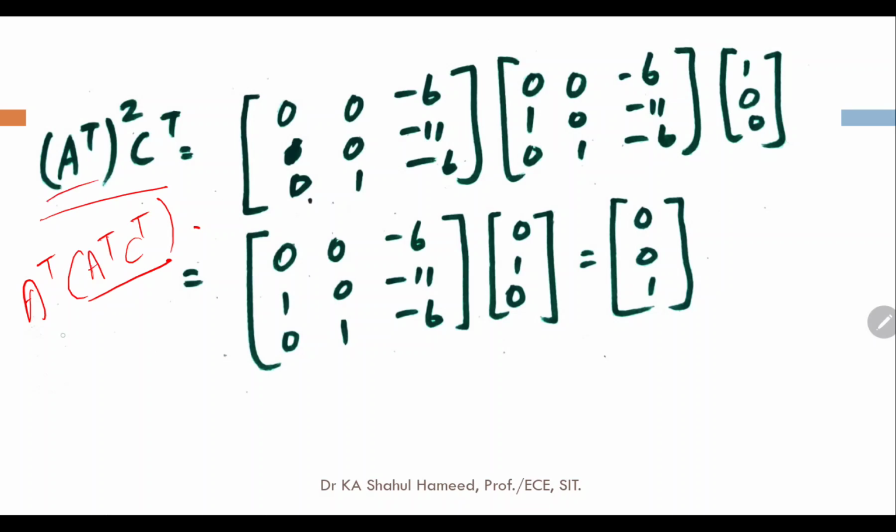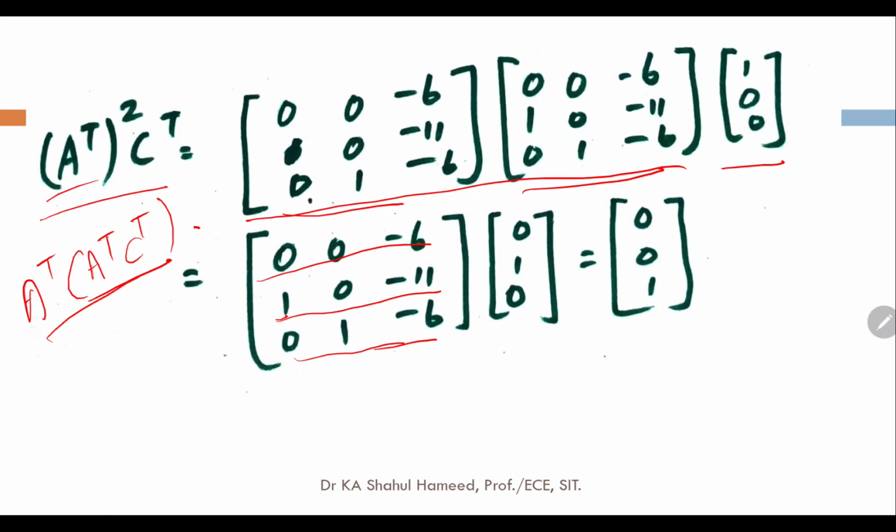But you can do it like this. I have written A transpose and A transpose, and then multiplied with C transpose. When we multiply A transpose and A transpose, I will get this matrix, that is 0, 0, 6, 0, 1, 0, minus 1, and then 0, 1, minus 6.